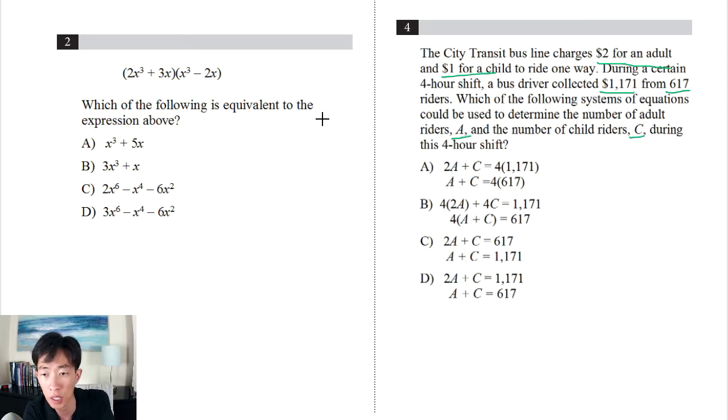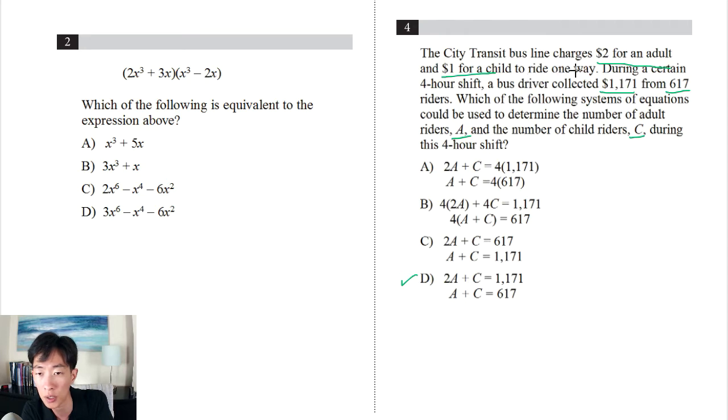So this is a typical problem that the SAT wants you to know how to set up. In other words, we're given two measures. One is the number of tickets, which equals 617, and the other is the total amount of money, which is 1171. So the easiest way to do this is, first, let's take care of the easy one. If A is the number of adult tickets and C is the number of child tickets, the total is 617. We're looking for A plus C equals 617. The only choice that fits that is choice D, which is going to be our answer.